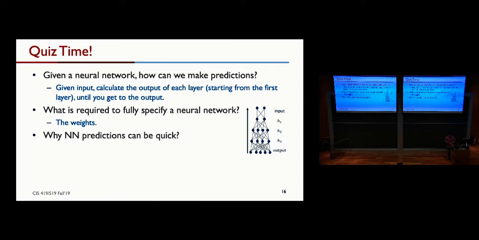Can you think of a reason why neural network predictions can be quicker than you going over each of them serially, trying to compute them? Or can you think of a way to make computations fast in what you've looked at?